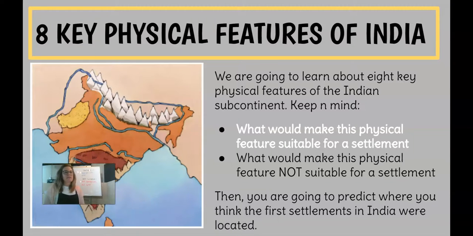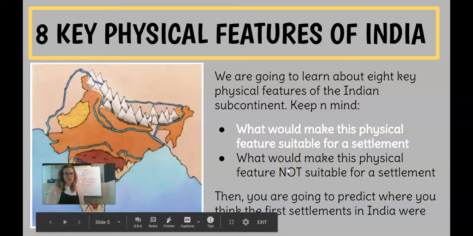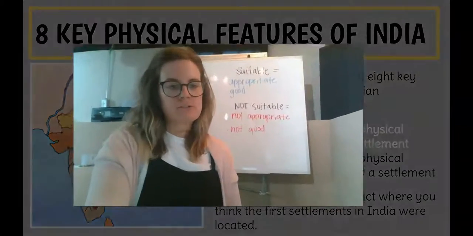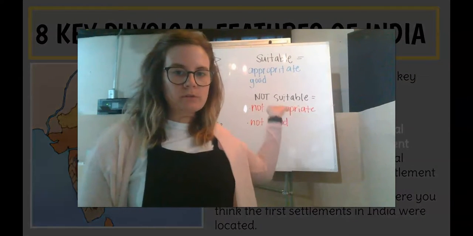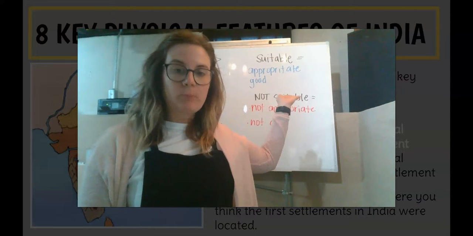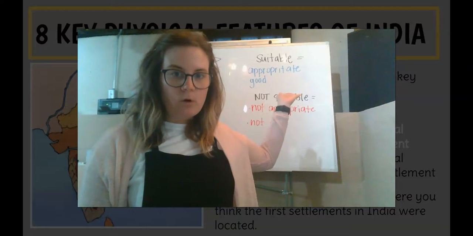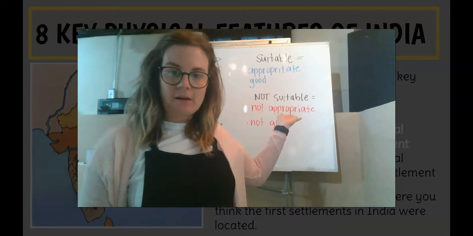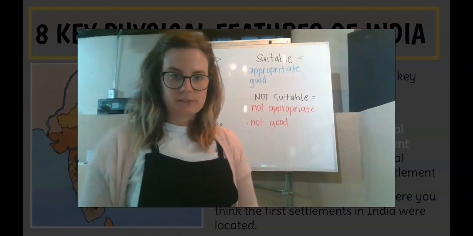This assignment is going to take you through 8 key physical features of India. As you go through these physical features, it's important to think about two questions. What makes this physical feature suitable for a settlement, and what would make this physical feature not suitable for a settlement? Let's talk about that word suitable for just a minute. So suitable, meaning appropriate or good. So would this physical feature be an appropriate or a good place to live for people, or would it not be suitable? Would it be not appropriate or not a good place to live for people?